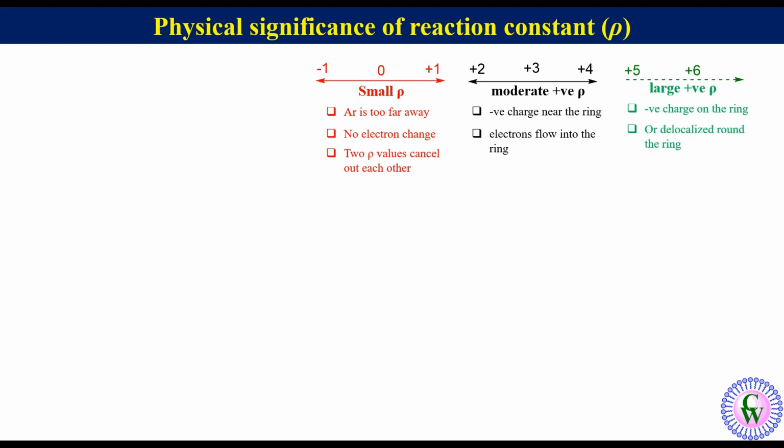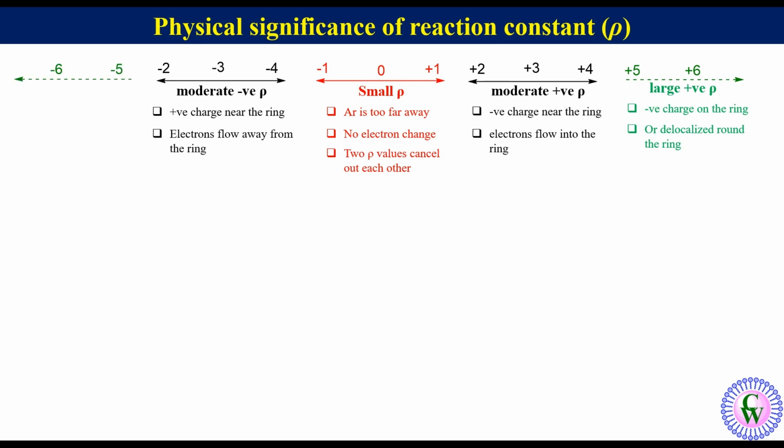delocalized around the ring. Rho values between -2 to -4 come under the category of moderate negative rho values. This is the case when positive charge is generated near the ring in the transition state. Electrons flow away from the ring. Rho values of -5, -6 or higher magnitude come under the category of large negative rho values. This is the case when positive charge is generated on the ring or positive charge is delocalized around the ring.